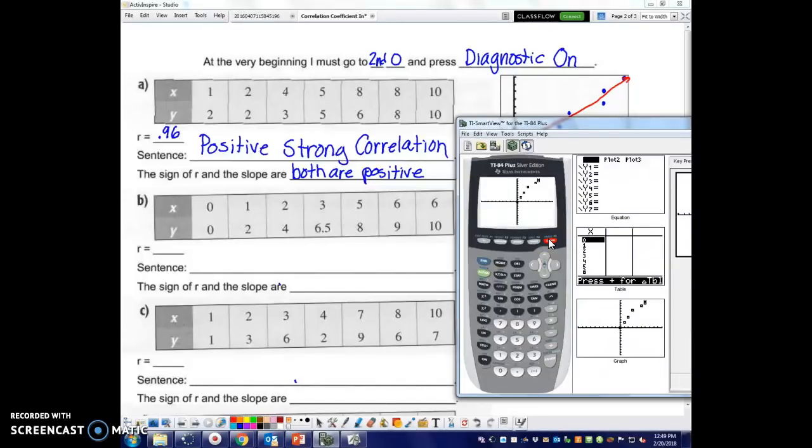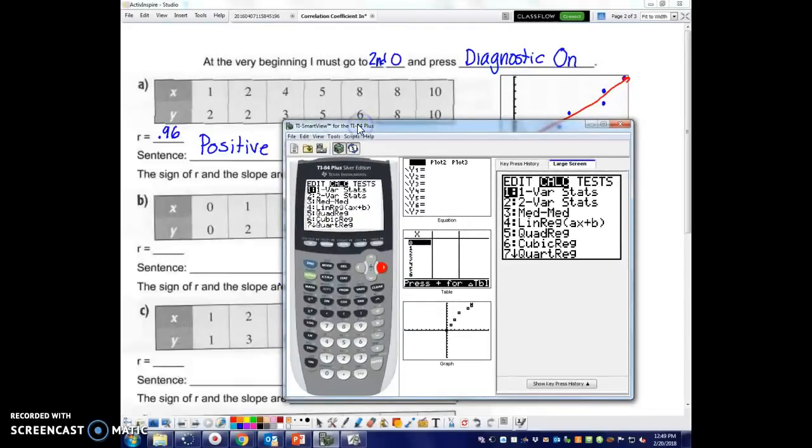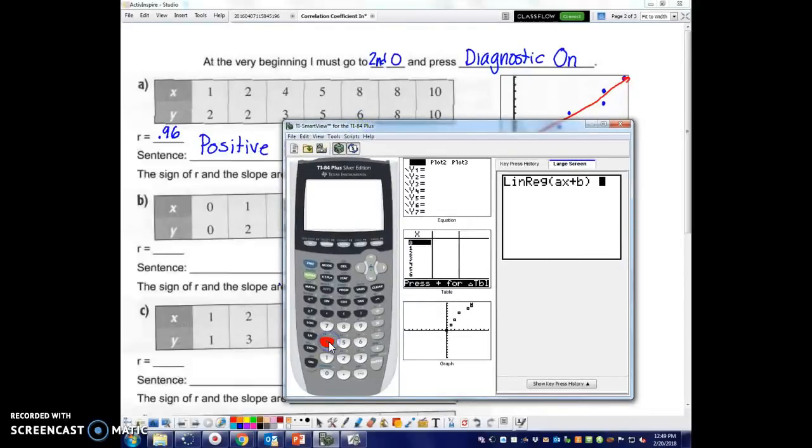Calculator steps for finding R. So hit Stat, go over to Calc, pick 4, but don't hit Enter. Then hit Vars, go over to YVars, pick Function, Y equals. Okay, now we can hit Enter.